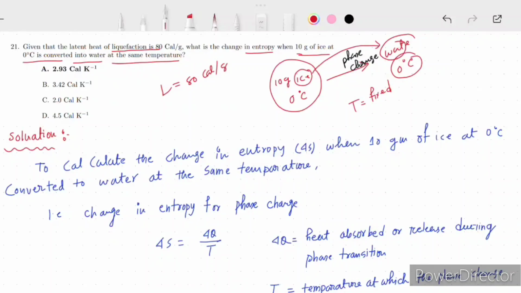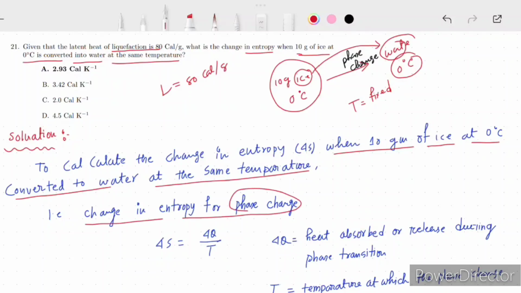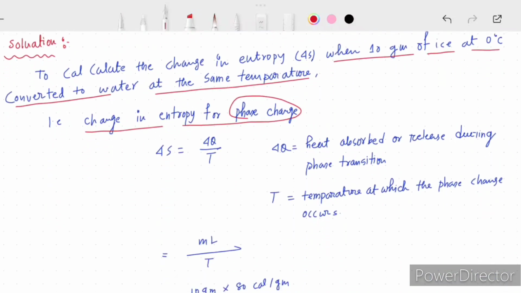M is the mass, and L is the latent heat of liquefaction. So to calculate the change in entropy when 10 gram of ice at 0 degree centigrade is converted to water at the same temperature, that is the change in entropy for only phase change. Okay, so for phase change, the change in entropy is nothing but delta Q upon T. Delta Q is the heat absorbed or released during phase change. T is the temperature at which the phase change occurs.